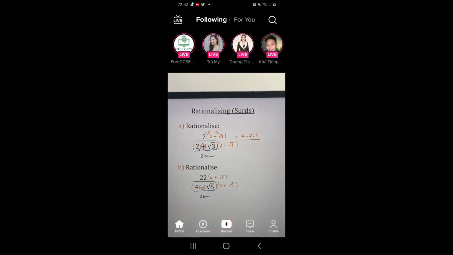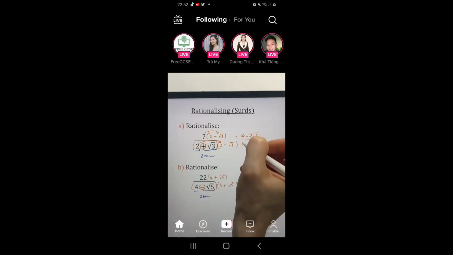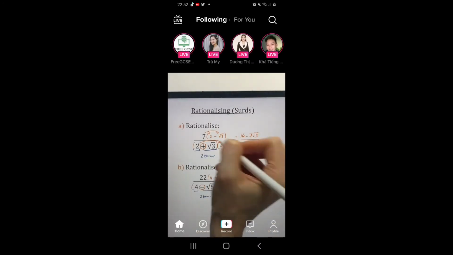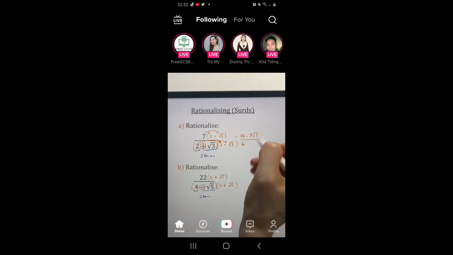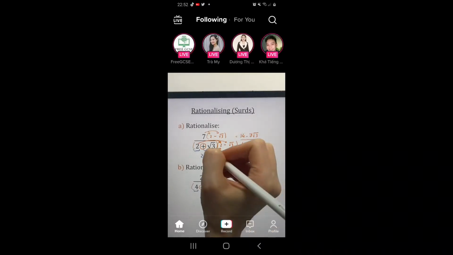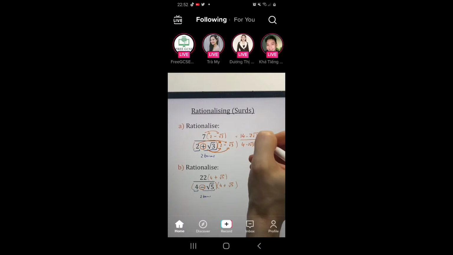On the bottom, we've effectively got difference of 2 squares, which we know means the 2 middle terms will cancel out. But we can show you anyway. So 2 times 2 gives you 4. I have 2 times negative root 3. This is outside, so 2 times negative root 3 is negative 2 root 3. Root 3 times 2 is plus 2 root 3. And root 3 times negative root 3, a positive times negative is negative. Root 3 times negative root 3, therefore, is negative 3.